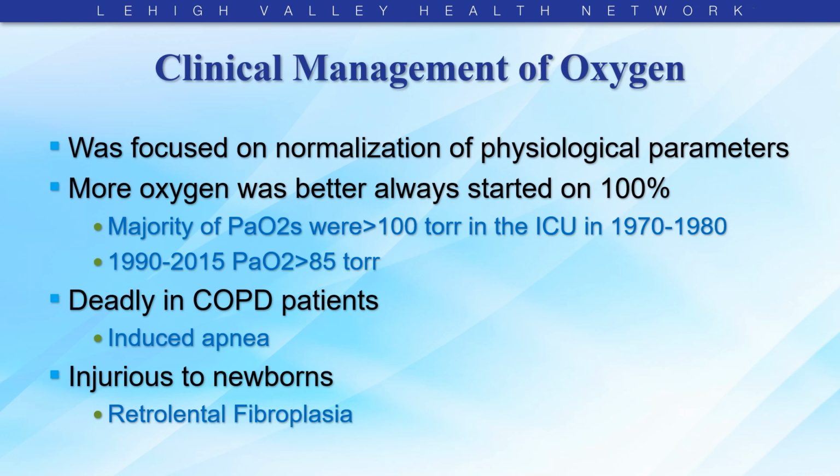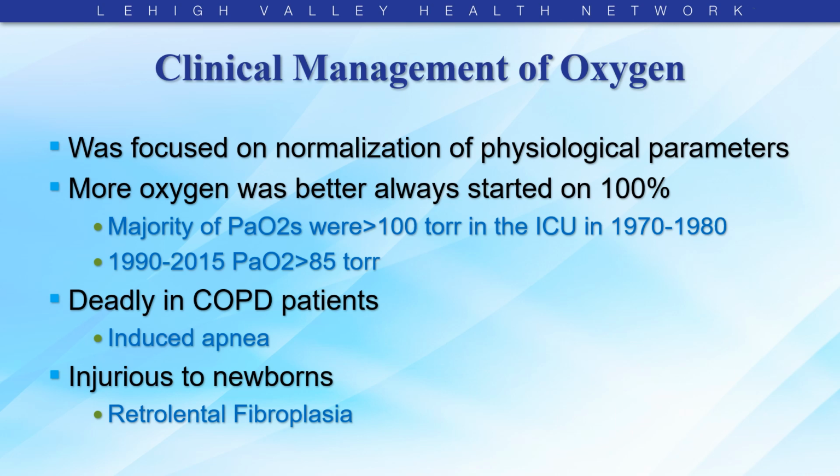So the clinical management of oxygen was really focused on the normalization of physiological parameters. Really, more oxygen was better, and everybody in the ICUs or doing resuscitation always started at 100%. The majority of PO2s in the ICU in the 70s and 80s were over 100. When I started, our goal for PO2s in the ICU was 100. So if someone was on 40% and their PO2 was 75, you jacked them up to 60% so you could get that PO2 of 100.